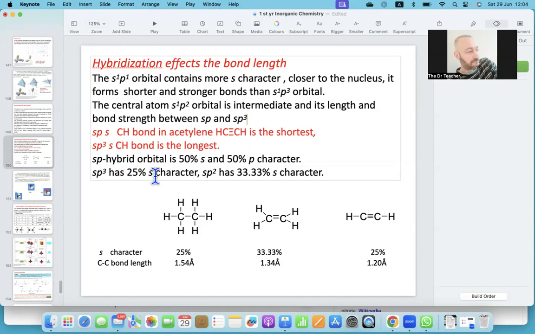Now the sp hybrid orbital is 50% S, 50% P character. So the character, the strength, is 50-50. Whereas in sp3, the S is 25% character and the P is 75%.